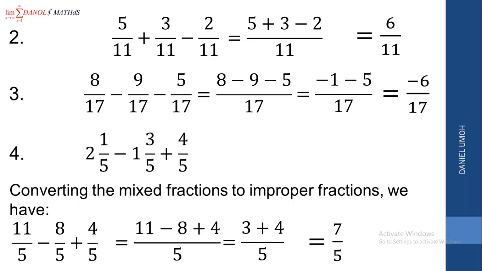But if you want to convert it back to a mixed fraction, we are going to simply say 7 divided by 5. That is one whole number with a remainder 2. Then all over the original 5. I hope you understand what we just explained. Okay, let's solve one more example here.